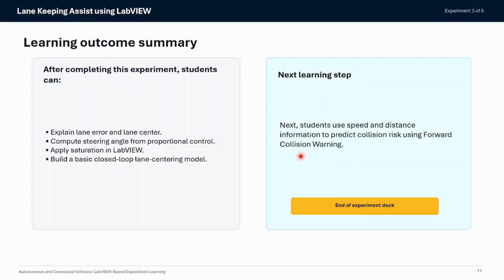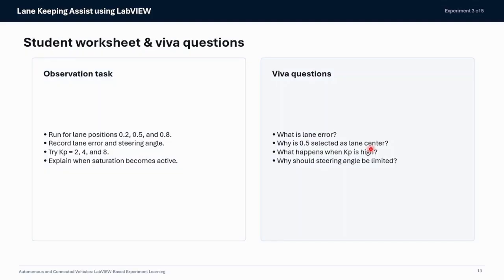Learning outcomes: after completion of the experiment, the student can explain the land error and the land center, compute the steering angle from the proportional control, apply the saturation in LabVIEW, and build a basic closed loop land center model. Next, we identify system information and predict the collision risk, forward collision warning. So the student can learn from this experiment.